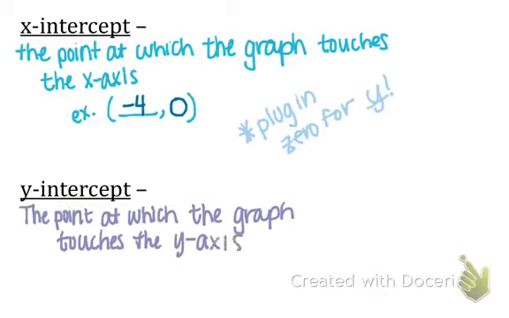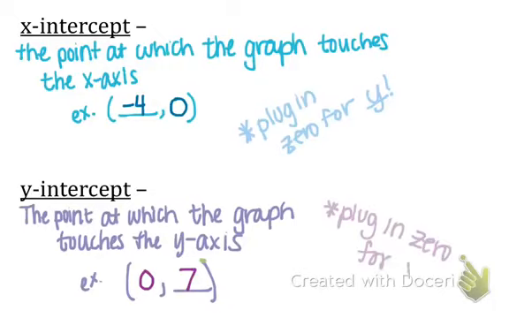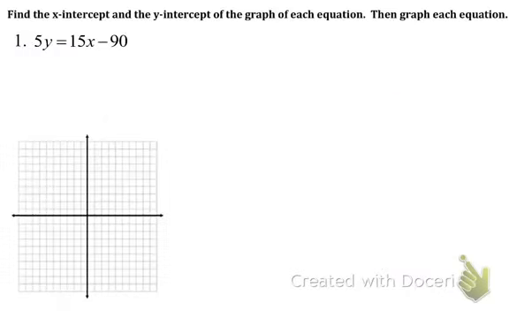So an example of a y-intercept might look something like 0, 7. Notice that the y value will be the y-intercept here, and in x we have 0. So that means when we're solving for the y-intercept that we are going to plug in 0 for x. So let's find the x and y intercepts and then graph this function.